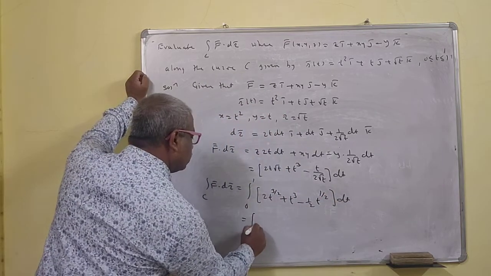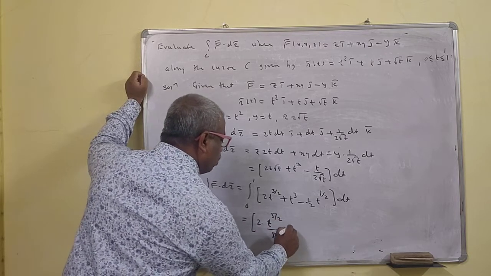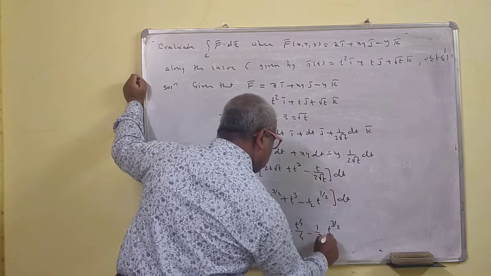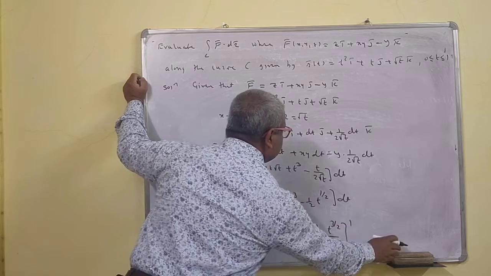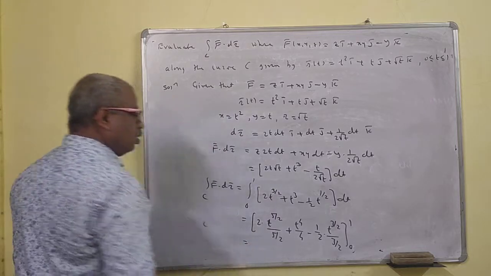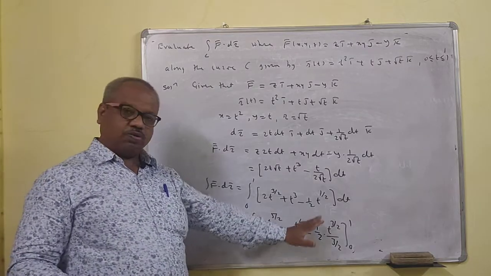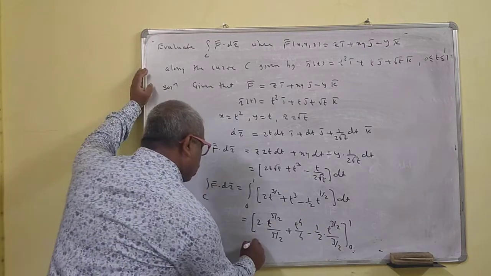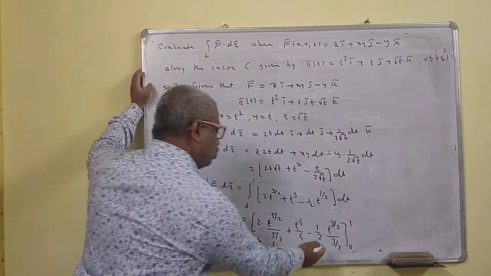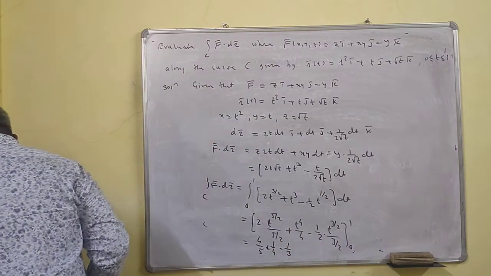Now we will integrate this. This is 2 t raised to 5 by 2 upon 5 by 2, plus t raised to 4 upon 4, minus half as it is, t raised to 3 by 2 upon 3 by 2, from 0 to 1. If you put t equal to 0, everything vanishes, so you only have to put t equal to 1, that means you write only the coefficient. This is 4 by 5 plus 1 by 4 minus, the 3 gets cancelled, 1 by 3. So this is the answer.